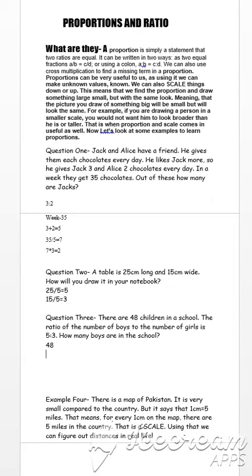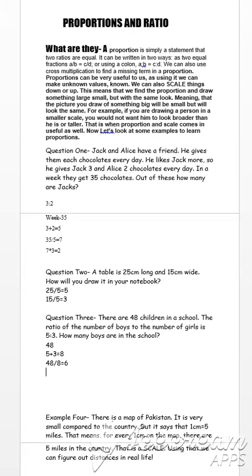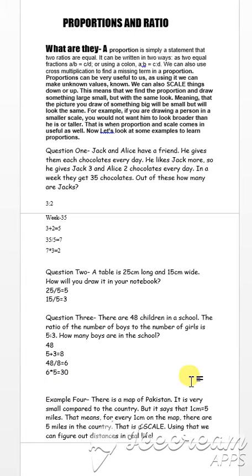So what we will do is we will add 5 and 3, which is equal to 8. Now all we need to do is divide 48 by 8 to find out what one part is equal to. 48 divided by 8 is 8. Sorry, it's equal to 6. So now all we need to do is multiply 6 by 5, because that's how many boys were in the ratio. That's equal to 30. We found our answer.